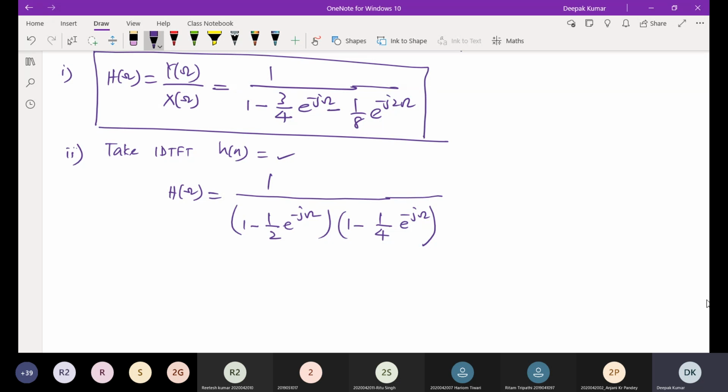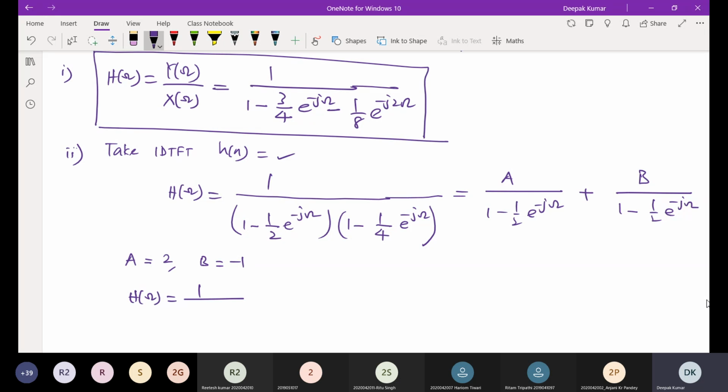If this factorization is correct, then do the partial fraction: A divided by 1 minus half e to the power minus j omega, plus B divided by 1 minus 1 by 4 e to the power minus j omega. Find the values of A and B. A will be 2 and B will be minus 1. So H of omega will become 1 by 1 minus half e to the power minus j omega, and another term, here not 1, it will be 2, so 2 by this, and 1 minus 1 by 4 e to the power minus j omega.